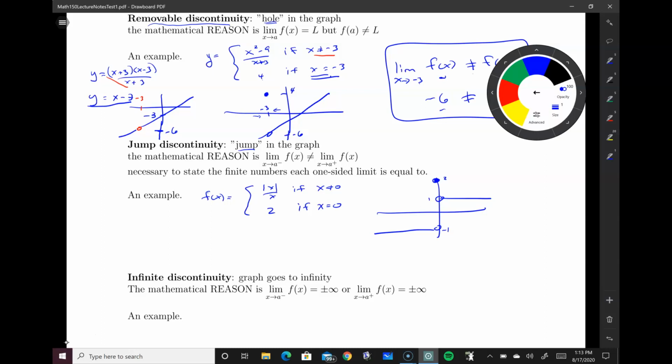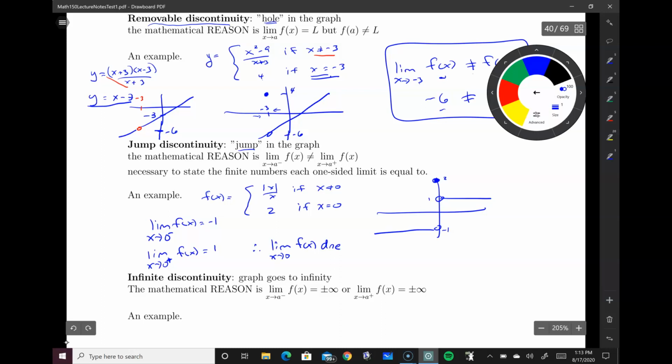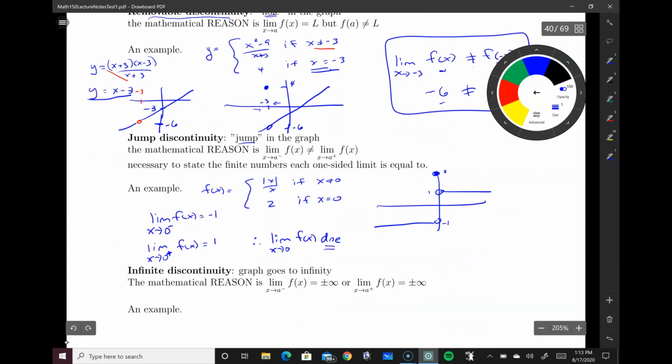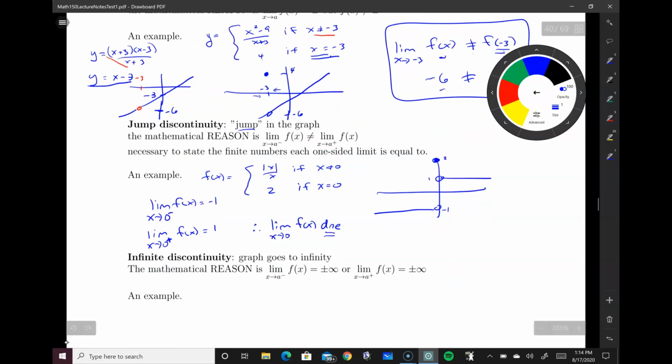Okay, so the reason I would say this is not continuous, I would say as I take the limit as x goes towards 0 from the left, I get negative 1. And if I take the limit as x goes towards 0 from the positive side, I get 1. So therefore, the limit as x goes towards 0 does not exist. That means this limit has to exist in order for it to be continuous, and it doesn't exist because if I take the limit from the left and the right, they don't equal each other.